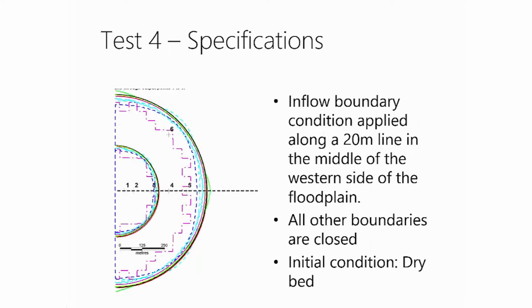Now what was interesting about this test is that there was no DEM provided, so we used a uniform elevation of 0 meters. In this test, the inflow boundary condition was applied along a 20-meter line in the middle of the western side of the floodplain, so basically on the left-hand side in the center there, close to point 1. And all other boundaries were closed, and there was an initial condition of a dry bed.